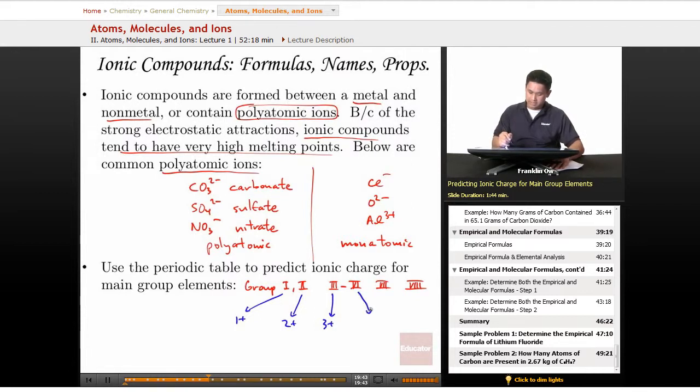And so column 6, we're going to get a 2- charge. Column 7 is going to be a 1- charge. And group 8, we say no charge because group 8 are the noble gases and they tend not to react with other species.